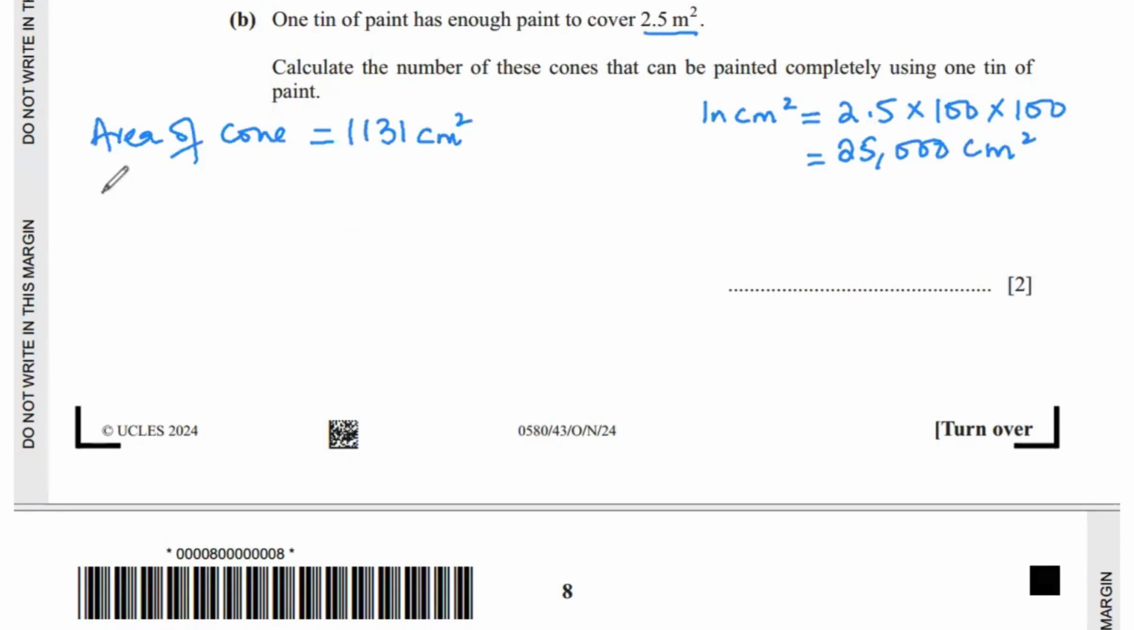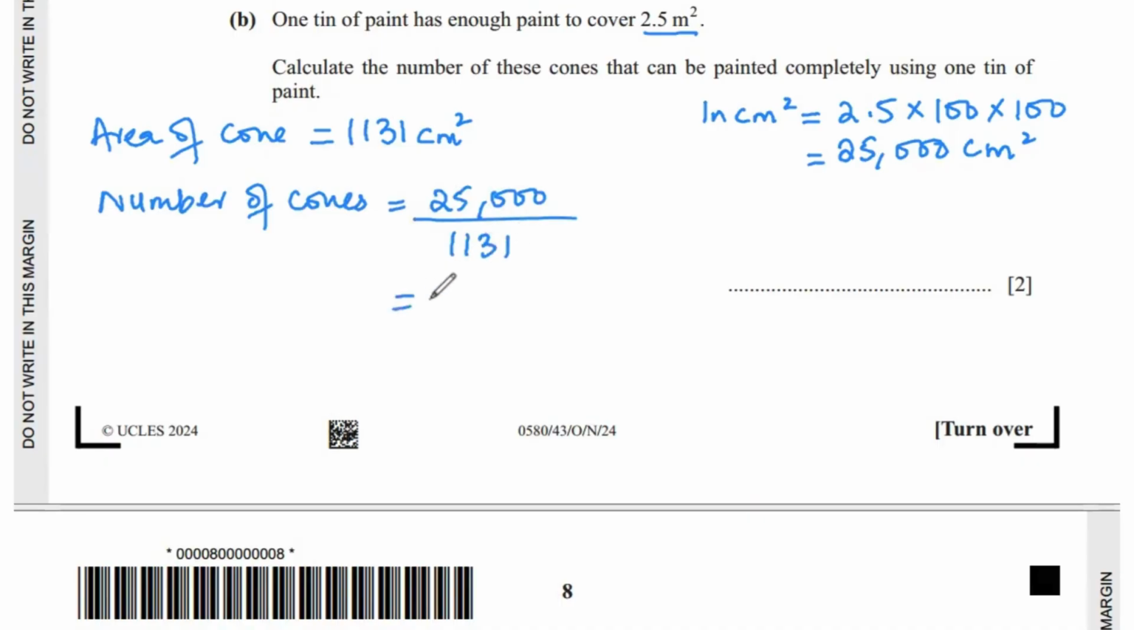So to find the number of cones, we'll just divide 25,000 by 1131, and that gives us 22.104. So that is 22 cones. That's how many cones that can be painted using only 1 tin of paint.